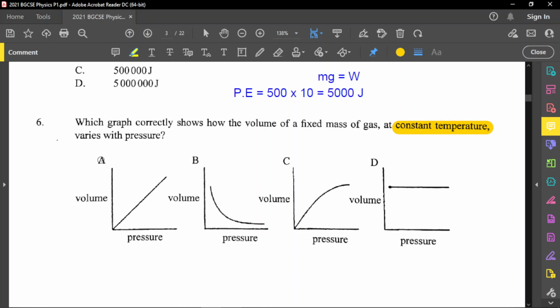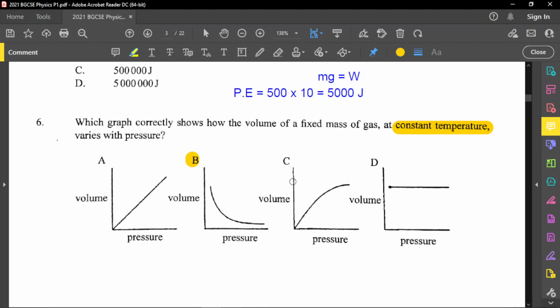If you look at option A, this cannot be the correct answer, because it says that volume and pressure are proportional to each other. But in B, which is a good graph, we see that this is an inversely related graph. So as pressure decreases, the volume will increase.